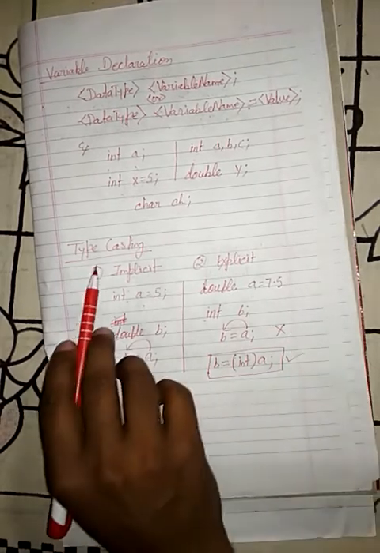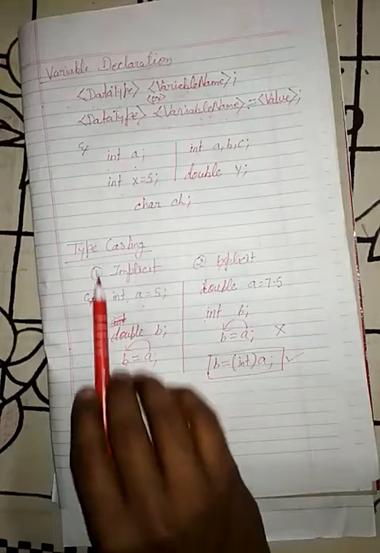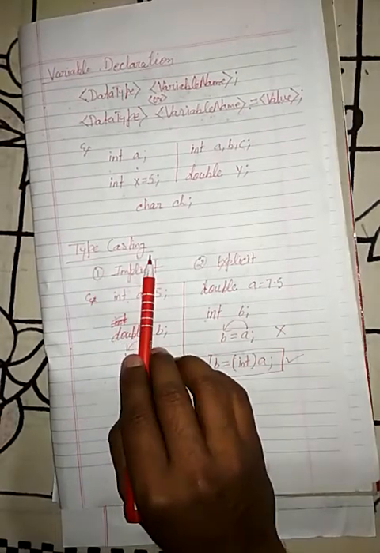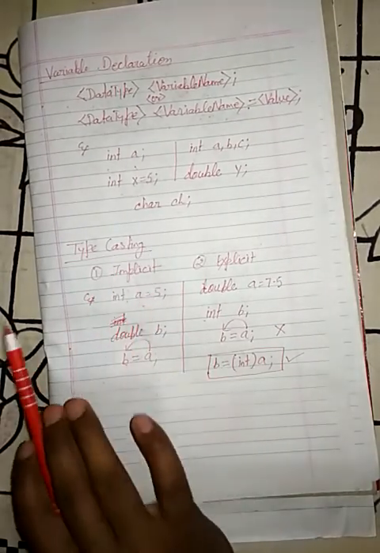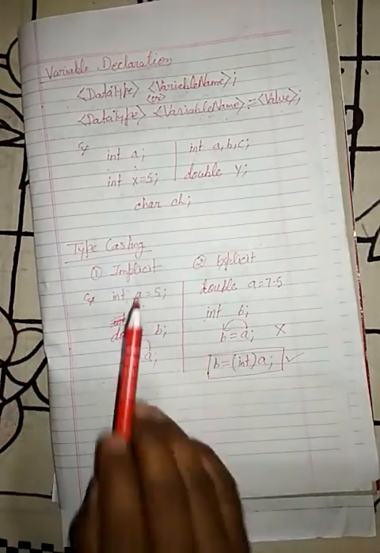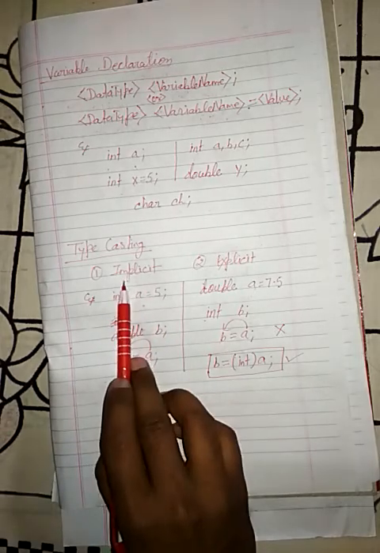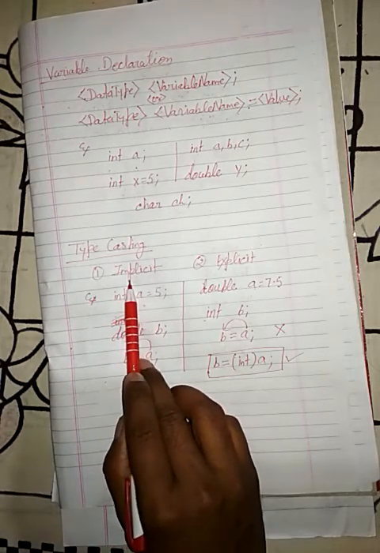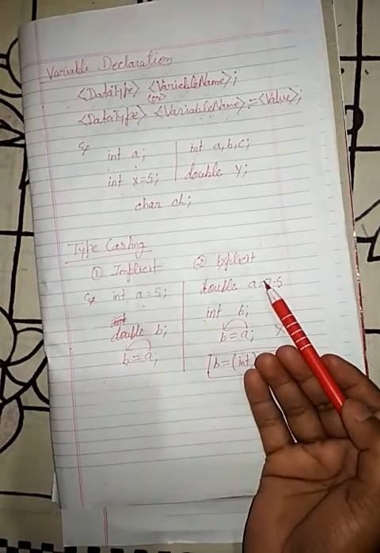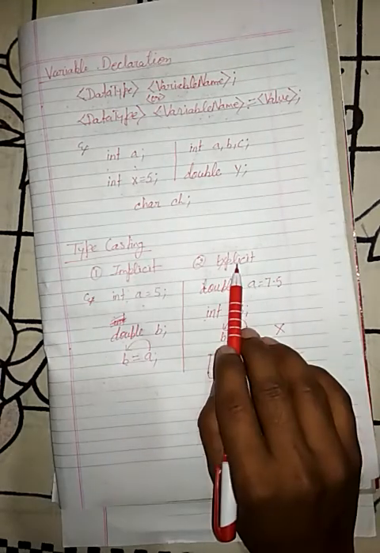Okay, now I think you have got this point. Typecasting means to convert one type into another type. If it is directly converted, this is implicit. If it is forcefully converted, this is explicit.